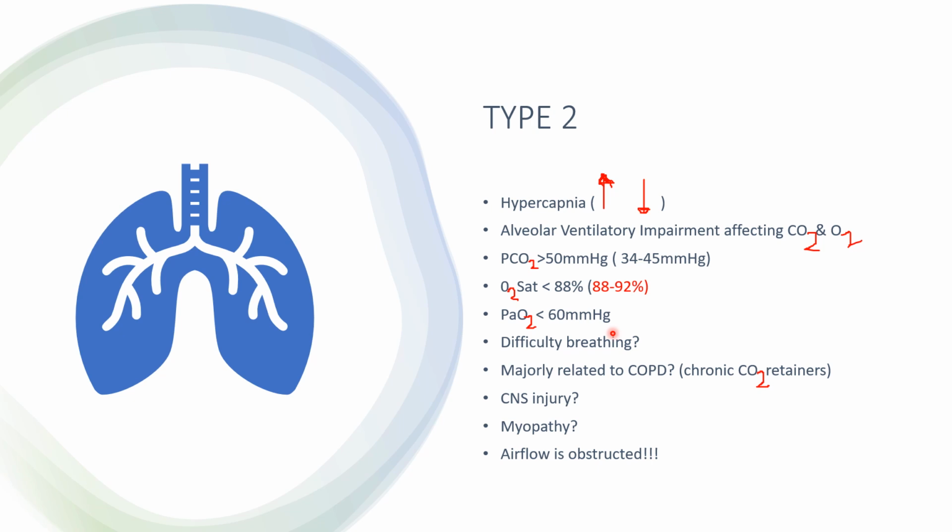So here we are dealing with difficulty breathing, and we will ask ourselves, is there difficulty breathing here? CO2 has been produced through body metabolic activities, but it is not being sufficiently exhaled. Why is that? Is airflow already obstructed? Is this person a chronic retainer like a COPD patient? Are accessory muscles of respiration in use here?